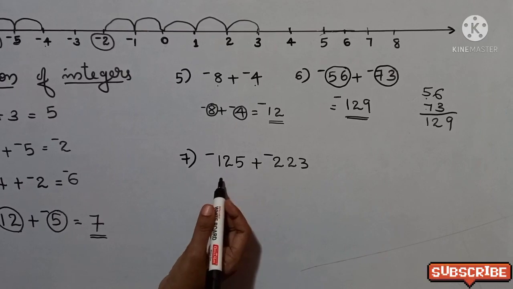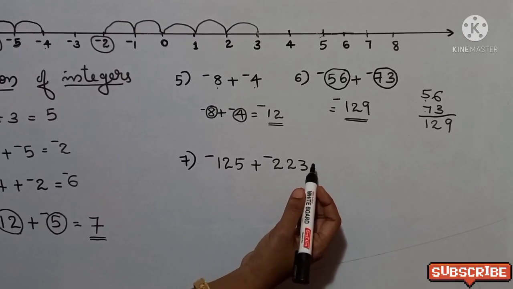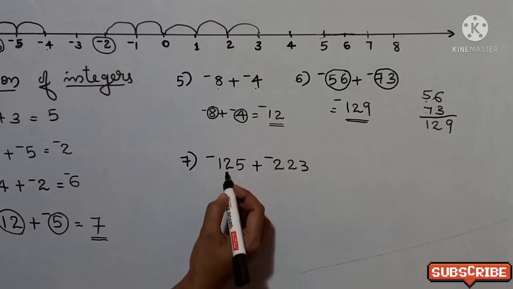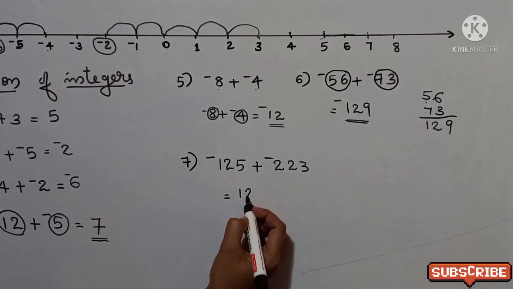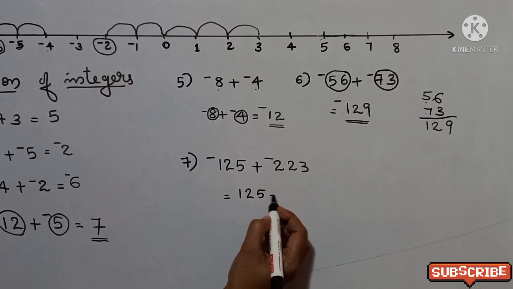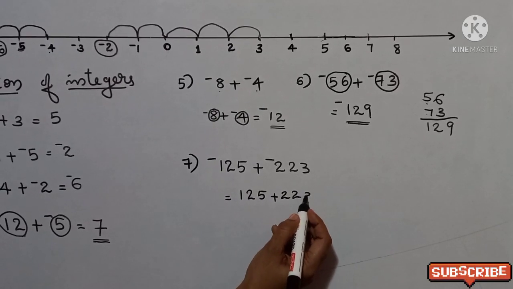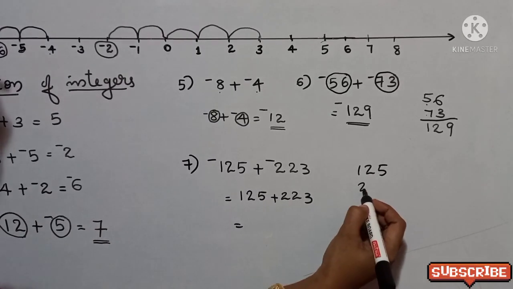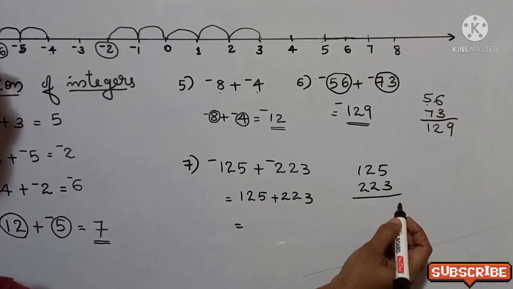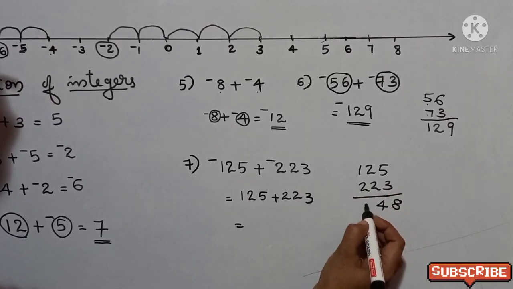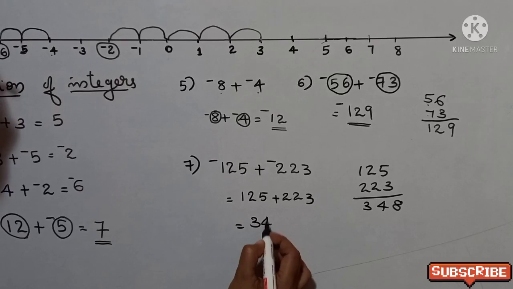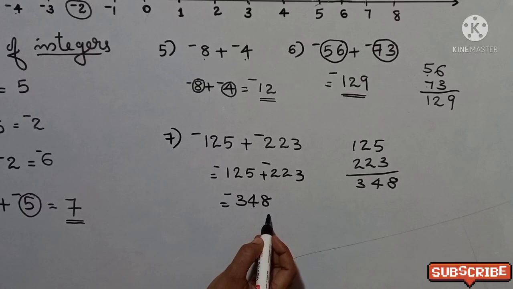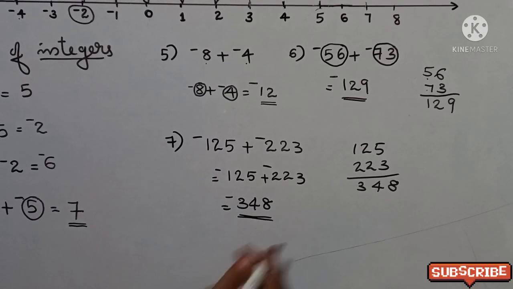See another question here. It is minus 125 plus minus 223. Here both are negative, so we have to add these two numbers, 125 plus 223. We are adding 125 and 223, and the answer is 348. But here both are negative, so put the negative sign also. It is minus 348.